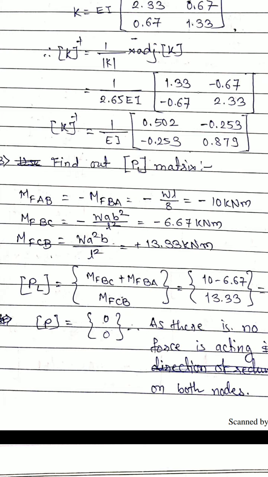Here, for span AB, for joint A, MFAB will be equal to minus WL by 8. So you can easily find the value minus 10, and for MFBA it will be the plus value WL by 8, that is equal to 10 kilonewton meter. Next, for MFBC, it is not acting at the center, so this has to be equal to minus WAB square by L square. That value comes out to be minus 6.67, and MFCB is the plus value, that is in the clockwise direction. So WA square B by L square is the value plus 13.33 kilonewton meter.